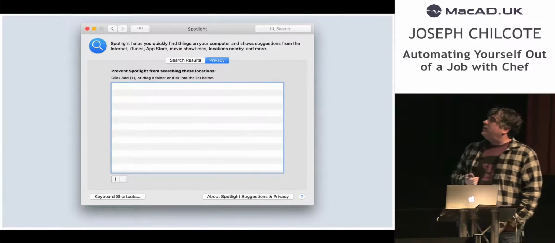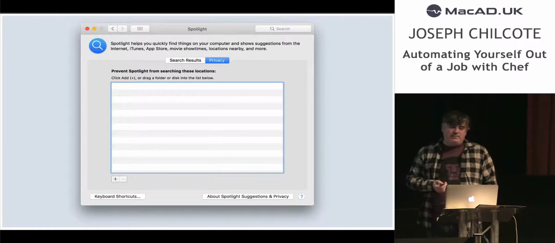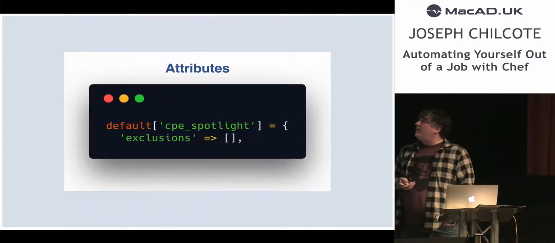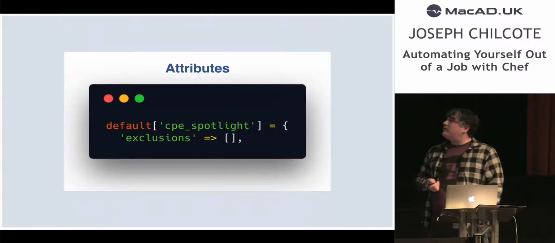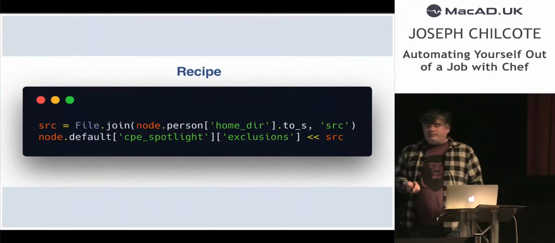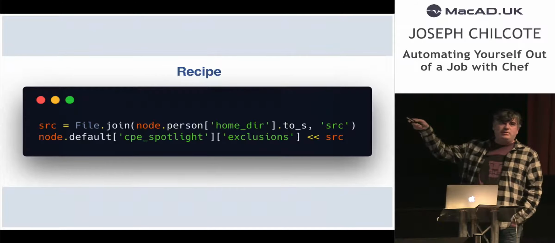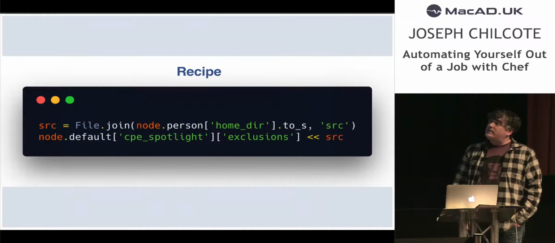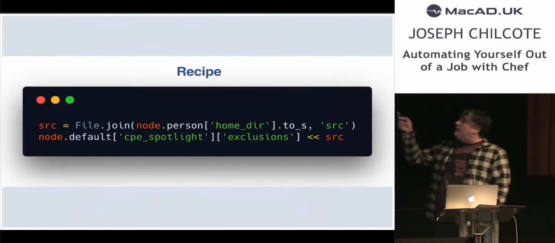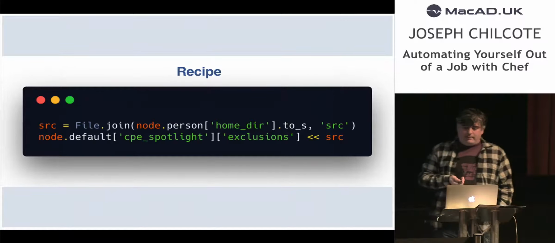So another quick example is the Spotlight exclusion list. We have an empty initialization in our attributes file in the CPE Spotlight cookbook. It just makes an empty array there. But then a recipe can come along at a later time and add a folder or an item to the Spotlight exclusions. In this case, I'm just adding a folder called source in my home directory and slipping that into the CPE Spotlight array there.